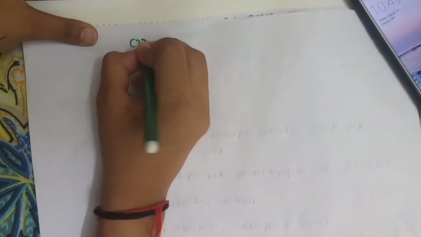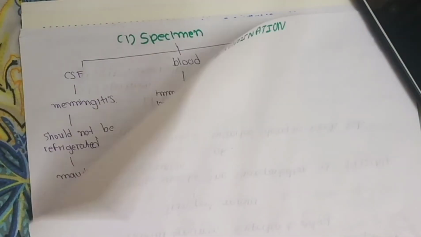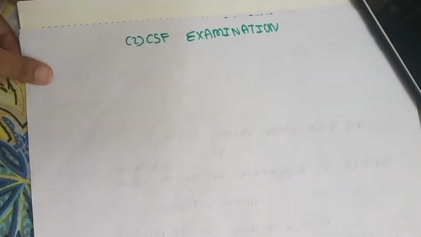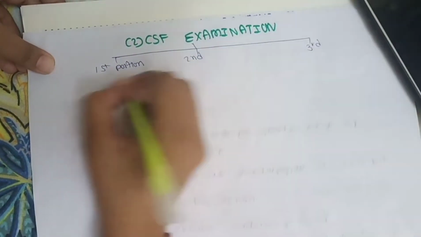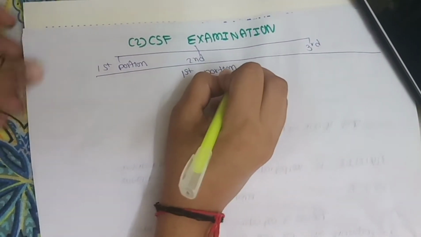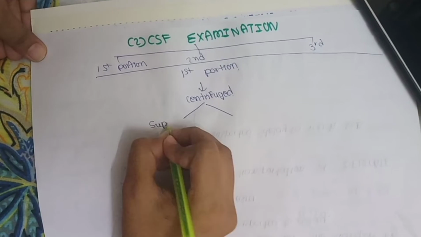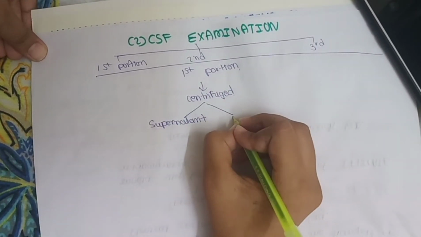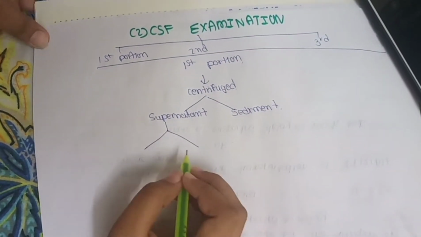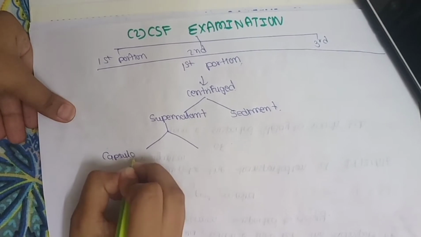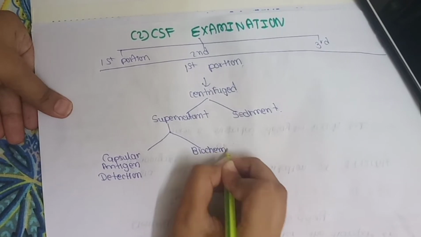Now what about CSF? CSF has a different method, which is named CSF examination. This CSF examination is important. It has 3 portions. First portion, second portion and third portion. Let's talk about the first portion. The first portion of CSF is centrifuged, and as we know, after centrifugation we will find supernatant and sediment. The liquid lying above a solid residue after centrifugation is known as supernatant. We use supernatant for capsular antigen detection and the biochemical analysis.